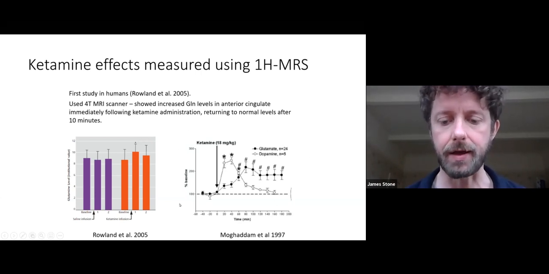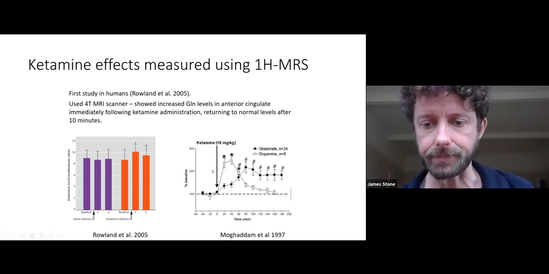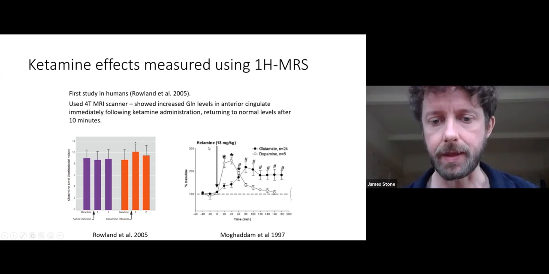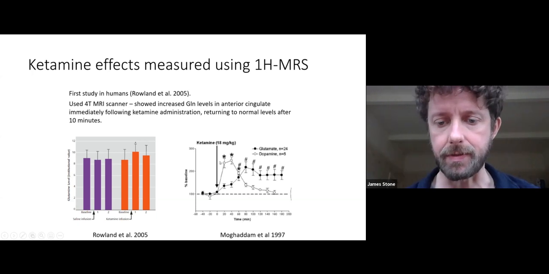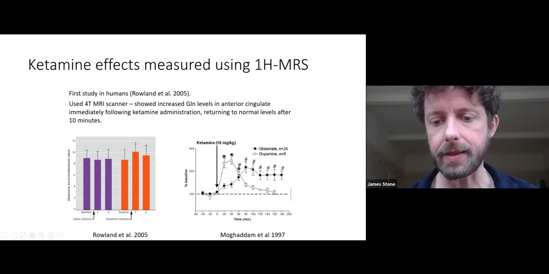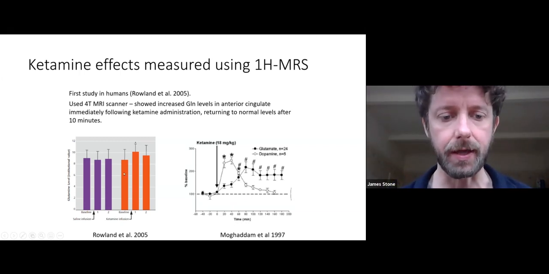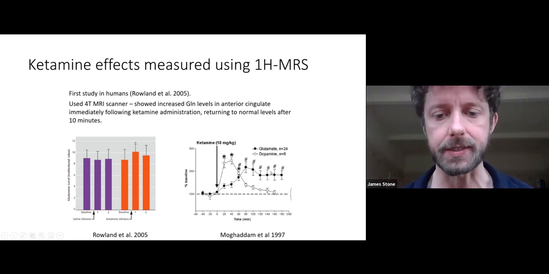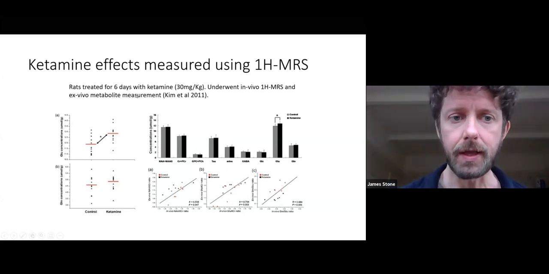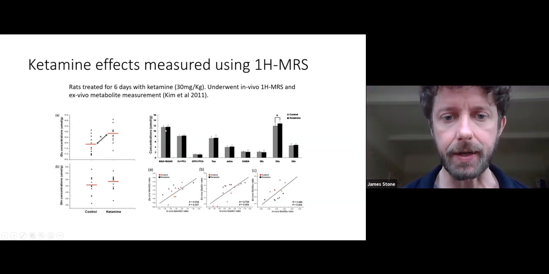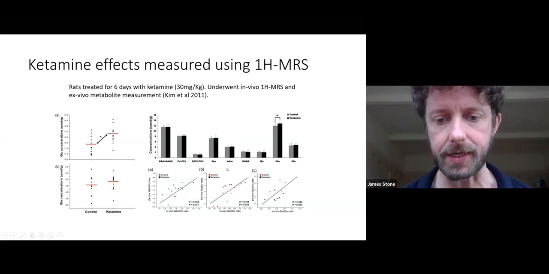On the right-hand side is a figure from Peter Mogadam's study in rats, which used microdialysis. This shows the pattern of neurotransmitter change following a ketamine injection into rats. Interestingly, in rodents the immediate effect is on dopamine, and then there's a later phase effect on glutamate that happens around 60 to 80 minutes after the ketamine injection. So this early effect seen by Laura Rowland doesn't exactly match this study in rodents. Looking at changes in glutamate in rodents, this seems to hold up. The changes in glutamate happen later than the immediate changes in dopamine and possibly in glutamine.